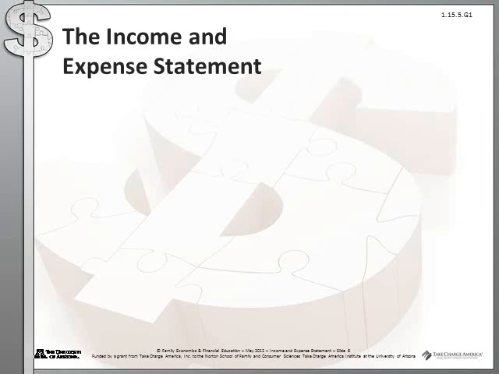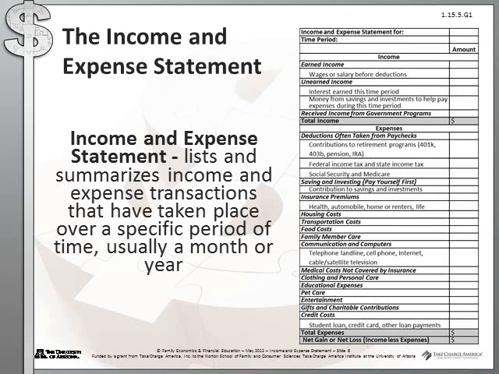One way to understand where your money is going is to use an income and expense statement. An income and expense statement is a document that lists and summarizes your income and expenses over a specific period of time, usually a month or a year.